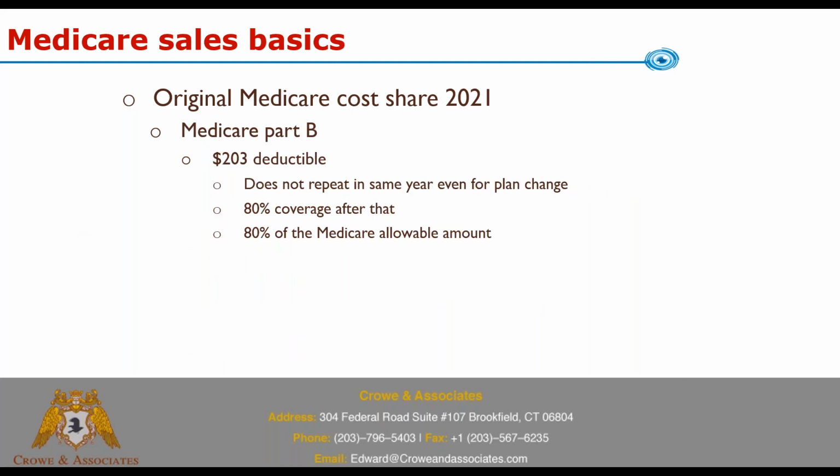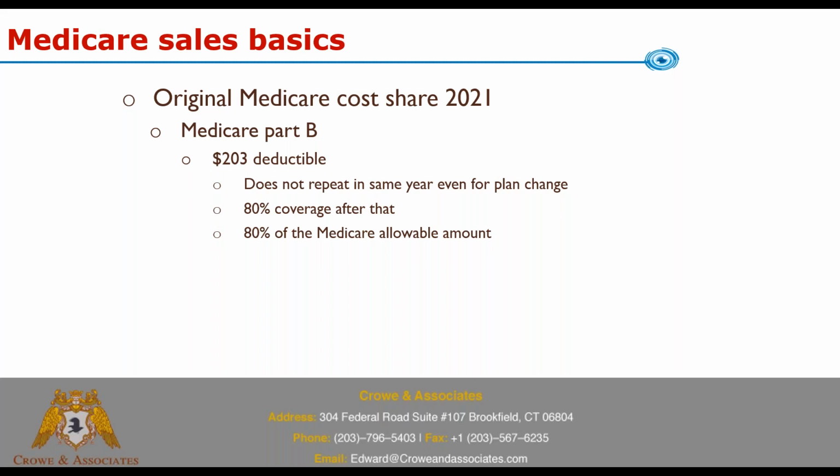Okay, Medicare Part B. As we all know, A is hospital and skilled nursing. B is basically everything else medical, so doctors, testing, lab work, anything out on an outpatient basis, outpatient surgeries. Medicare Part B for 2021 will have an annual deductible of $203. The deductible does not repeat.